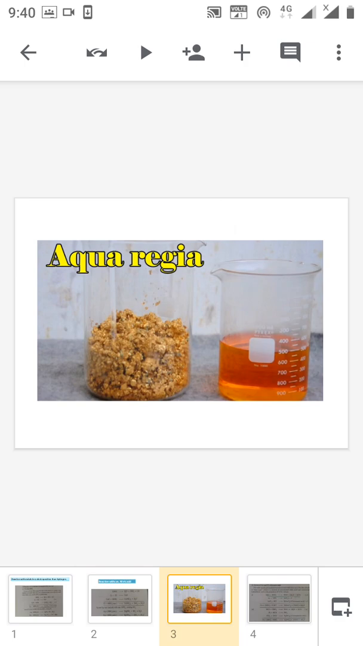We have to prepare aqua regia in our laboratory while doing inorganic analysis. So please note this composition 1:3, where 1 is concentrated nitric acid and 3 is concentrated hydrochloric acid. If you mix the solutions, we will get aqua regia. Aqua regia can dissolve gold and platinum. The slide shows two beakers: on the left hand side is the gold, and on the right hand side is the gold dissolved in aqua regia.